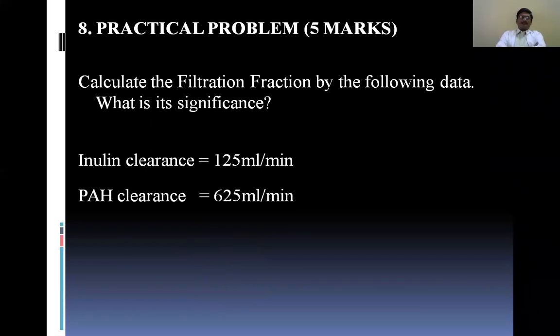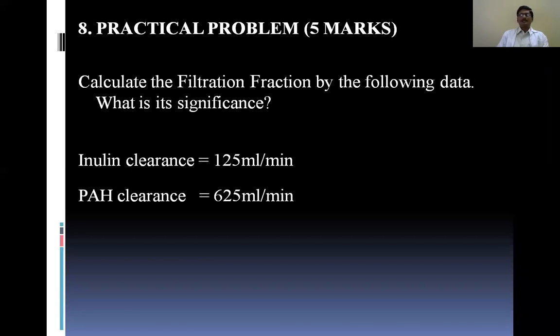The next problem is to calculate the filtration fraction from the given data. Filtration fraction means the fraction of plasma which is being filtered. How much is being filtered? Suppose the total plasma flow is some value X, and what is being filtered is a fraction of it, a part of it.